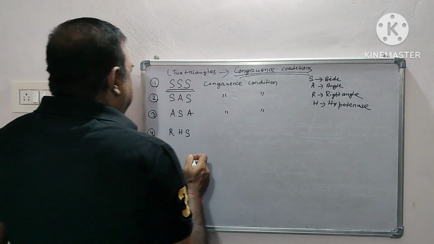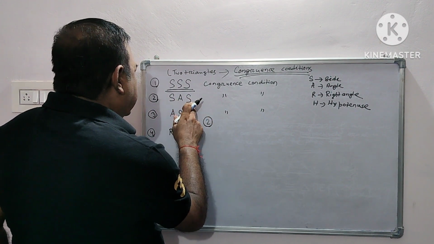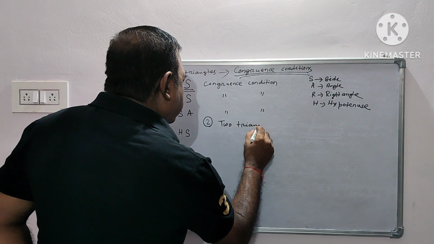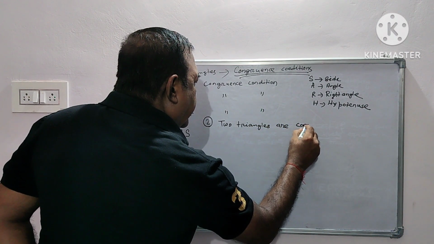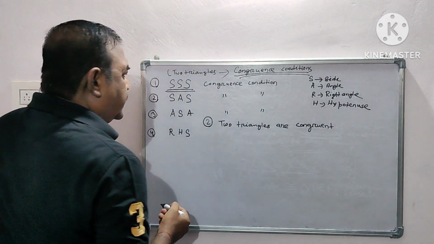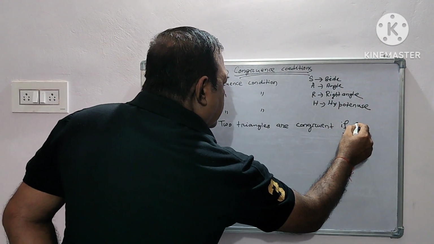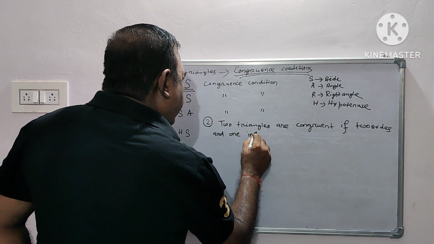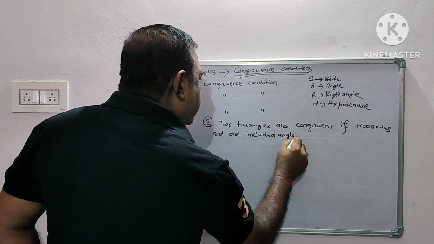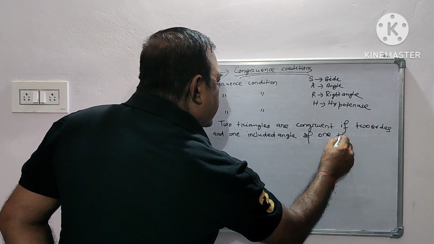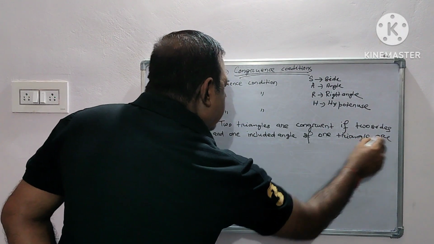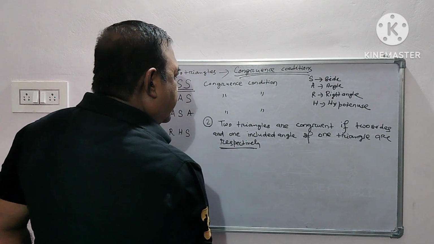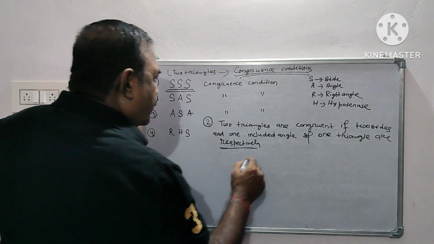Next is SAS, side angle side. Two triangles are congruent if two sides and one included angle of one triangle are respectively equal. This word respectively is most important here, do not ignore it.